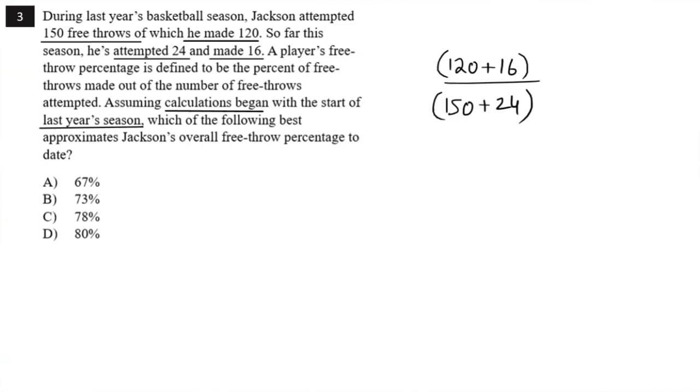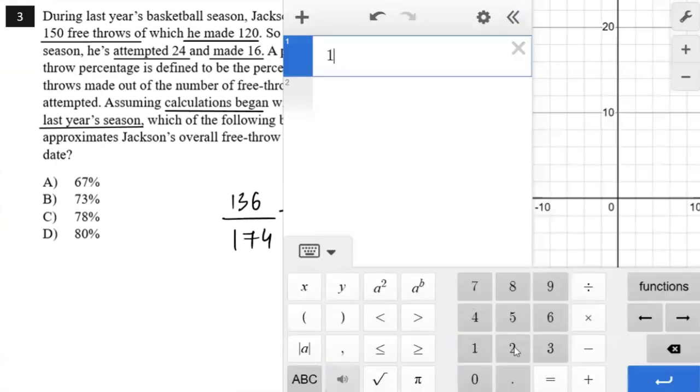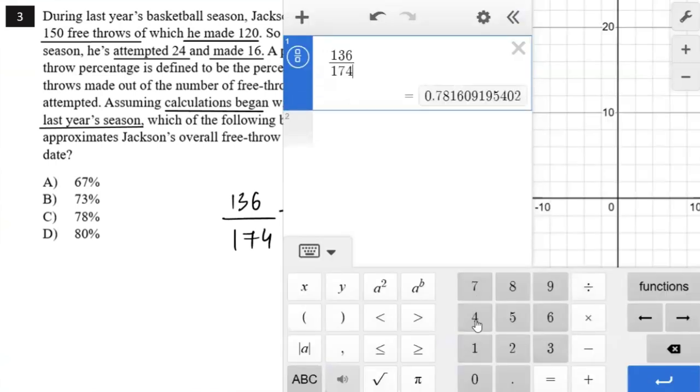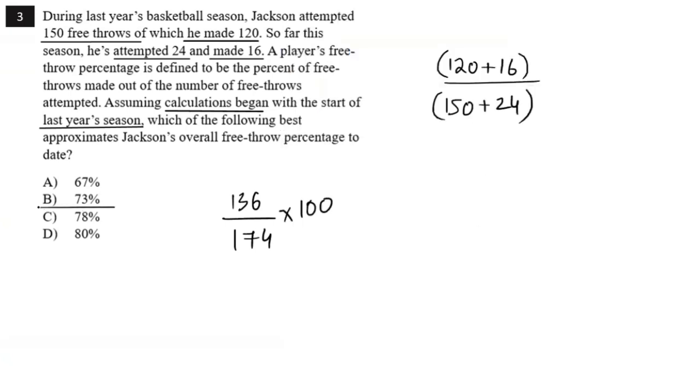Let's get this percentage. So this will be 136 divided by 174 times 100. And I can use my calculator now. 136 divided by 174 is 78 something. So I know that C should be the correct answer.